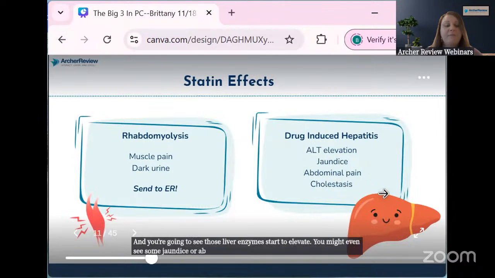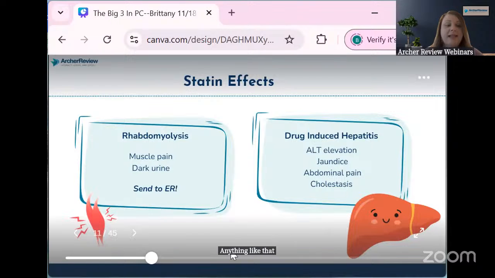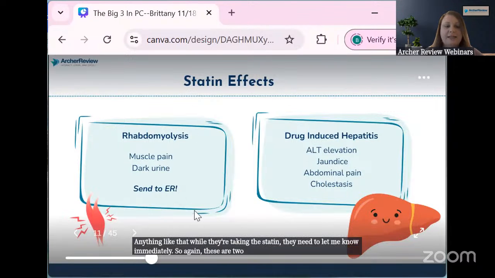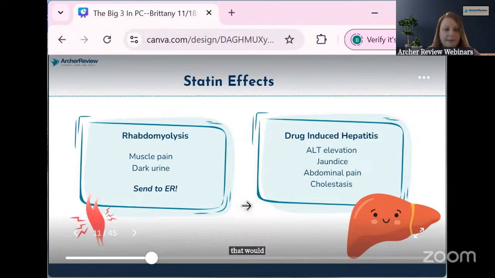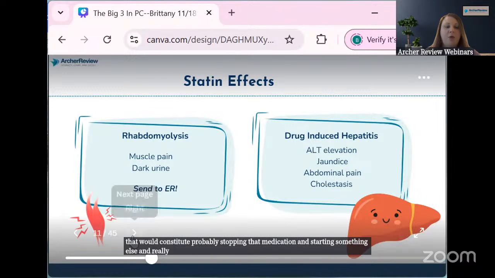So again, if my patient starts to notice yellowing of the skin or eyes or anything like that while taking the statin, they need to let me know immediately. These are two bad side effects of statins that would probably constitute stopping that medication and starting something else, with really close monitoring and follow-up.